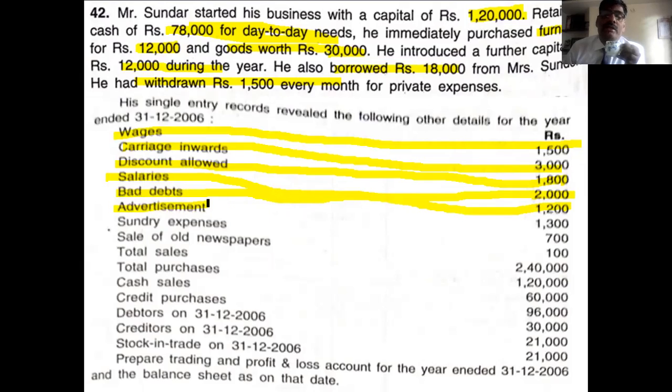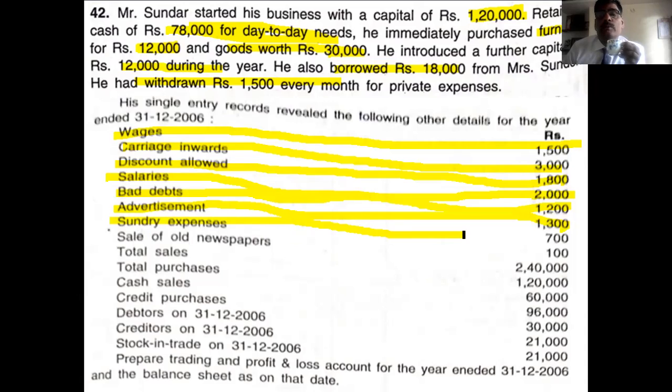Advertisement is a cash account, cash transaction. Take in the cash book payment side, then P&L account debit side. Sundry expense is a cash transaction.